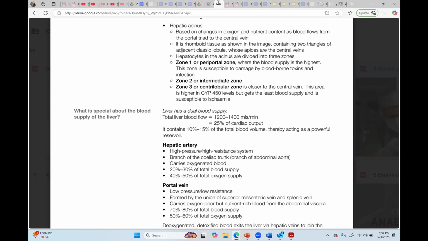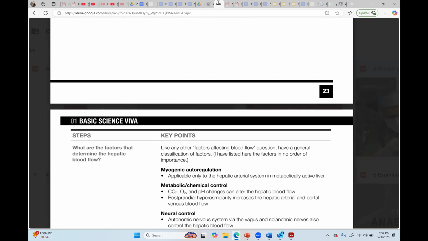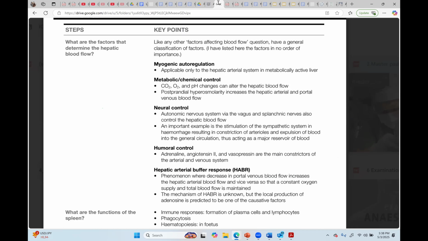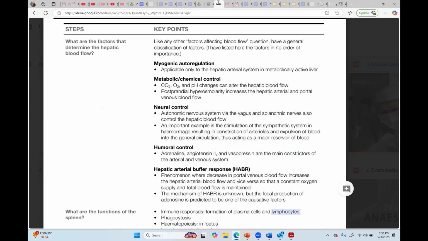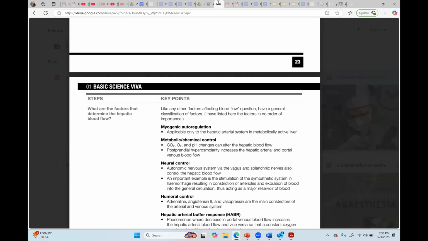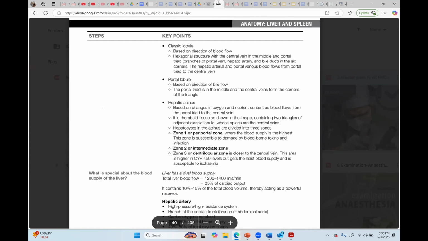Okay. And what else can they ask you? How the liver blood flow is regulated. Actually, these questions they ask more in Western exams. In our exams, they are least likely to be asked. They don't ask that much detail.